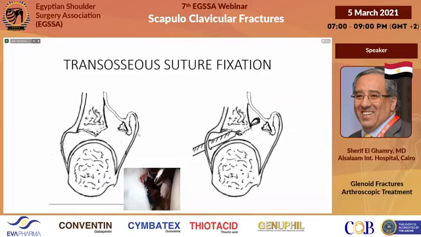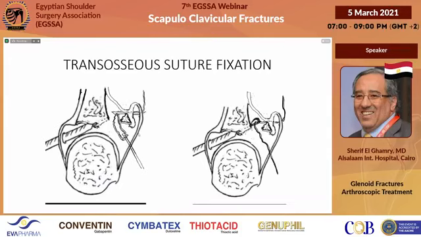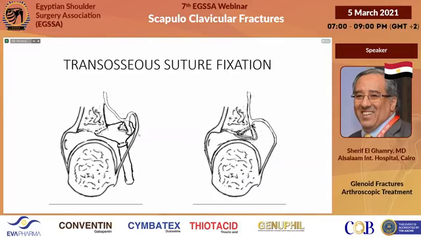Now drilling the hole. Next. The suture is then tied with a sliding knot to fix the fragment in place. Next. As we see here. Next.